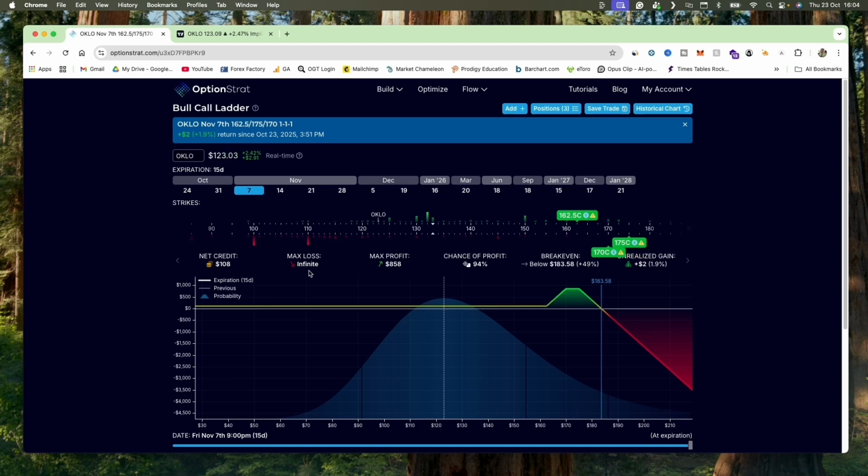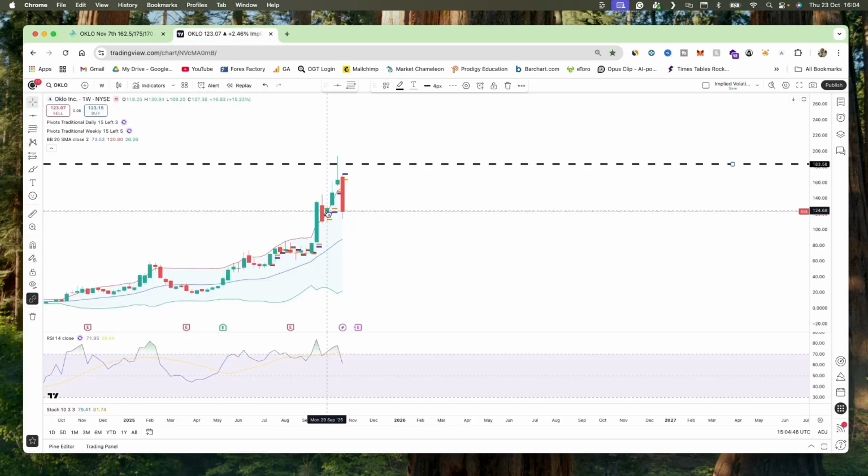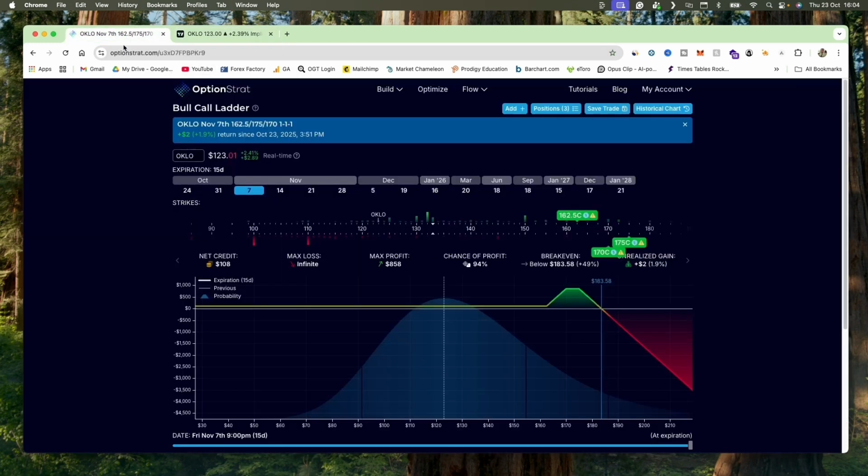The maximum loss is infinite, because OKLO could go to 500 or whatever it is, and you'll see how that works out inside a second. My loss is infinite, and a lot of people get scared by this, but I'm betting that OKLO would go down. Even though OKLO has gone up in price all the way up here to a high of 193, it's not going to continue going higher every single day for the rest of its life, or within the next 15 days. That's the bit that you've got to look at. And the probabilities, as we'll go into secondly, will show that.